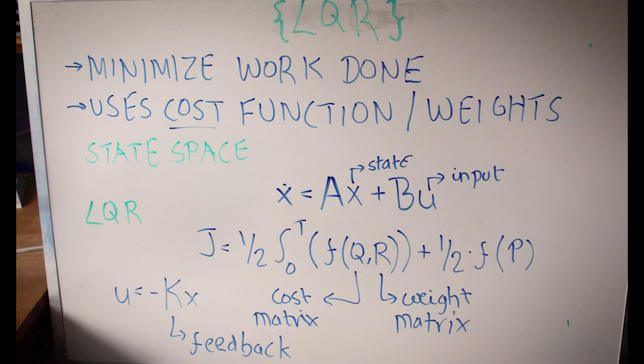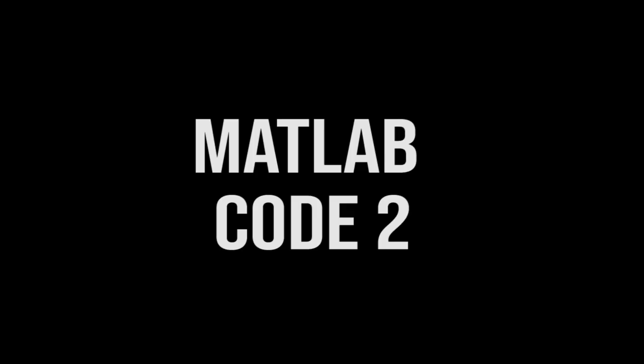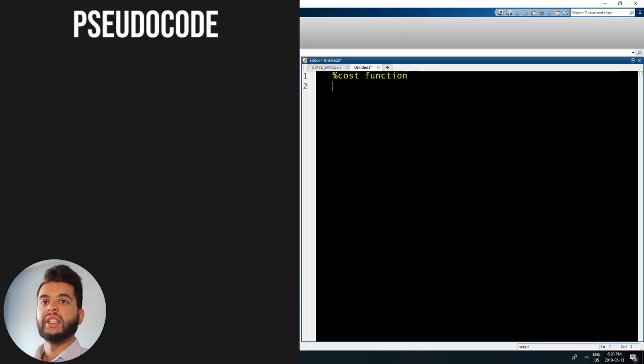Q is the cost matrix, R is the weight matrix, and the feedback law is given by u equals -Kx, where K is the feedback gain obtained from the LQR method. Next, we can build the LQR model, or the cost function model. But first, let's write the vectors.